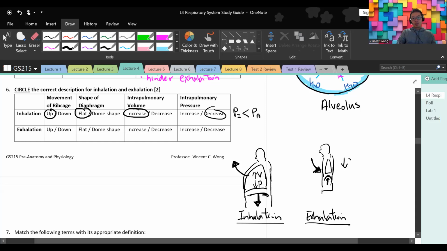So it will decrease the lung volume, increasing the pressure. So ribcage comes down, diaphragm goes to dome shape, volume goes down and pressure goes up. So when PI is greater than PA, air rushes out, and we are able to exhale.